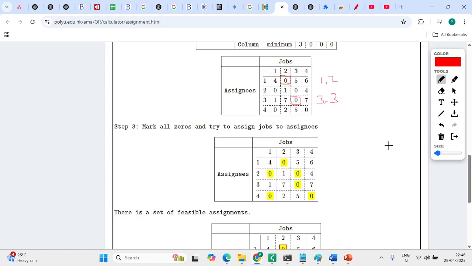Okay. Now we will go to the fourth row. The fourth row right now again has two zeros, so we will not do the allocation.